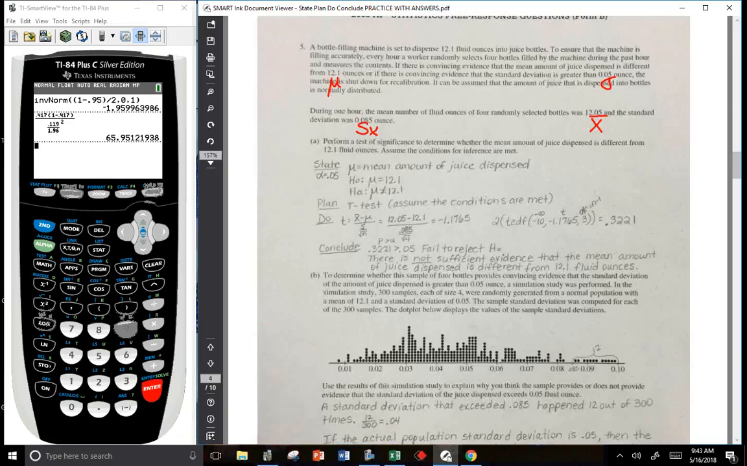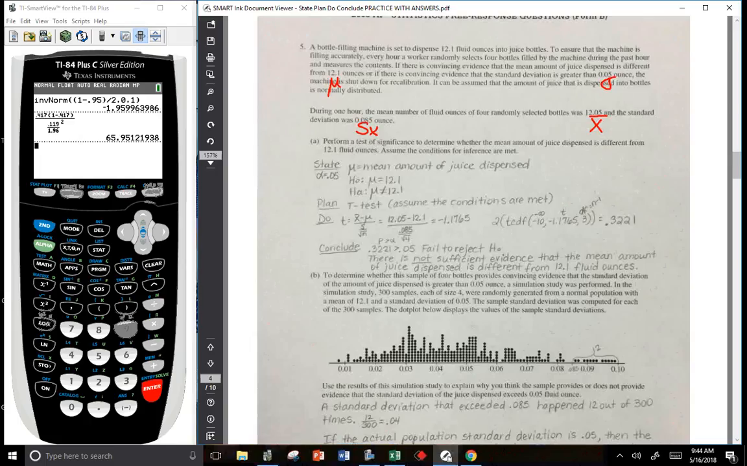Do we have data or do we have stats? We have stats. You're not going to be on data unless you have a list of numbers. Okay, so we're on stats. What's our mu naught? 12.1, right? What is our x bar? What is our Sx? Not sigma. Isn't it 0.085? Yeah. What's our n? 4 bottles.